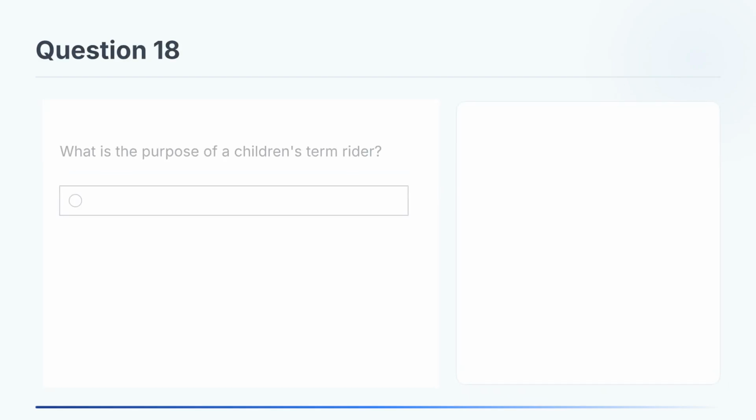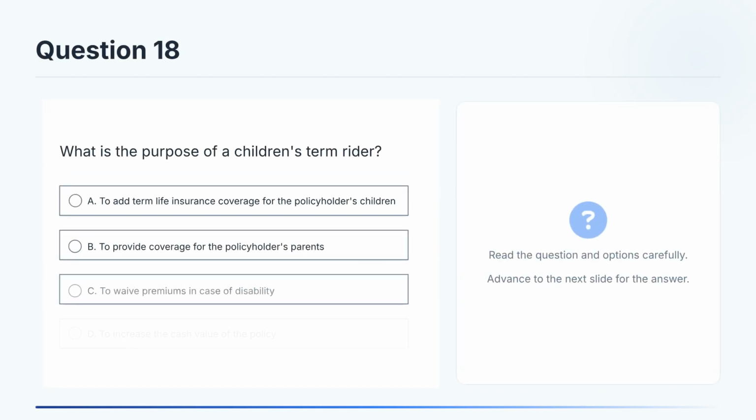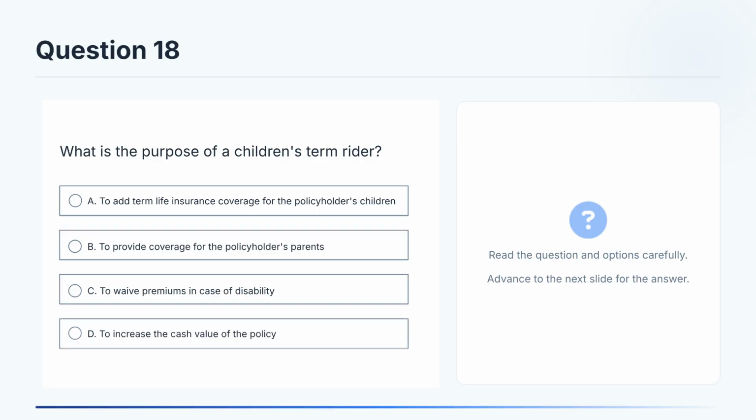Just a few more left. Question 18. What is the purpose of a children's term rider? A. To add term life insurance coverage for the policyholder's children. B. To provide coverage for the policyholder's parents. C. To waive premiums in case of disability. D. To increase the cash value of the policy.